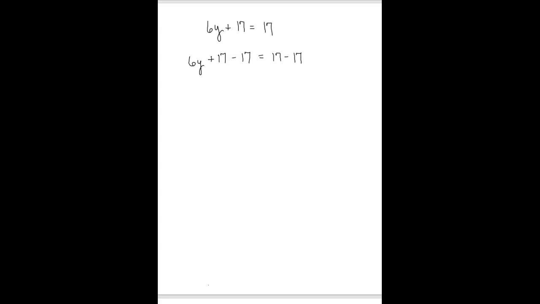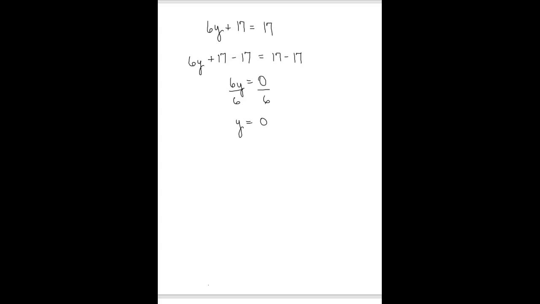So this positive 17 and negative 17 are going to go to 0. So I've got a 6y. And then this 17 and this negative 17 are also going to go to 0. So that's going to equal that. So I've got 6y equals 0. Well, you can go ahead and divide by 6 on both sides. I mean, you're not going to gain anything by doing that. But your y is going to equal 0 in this case.